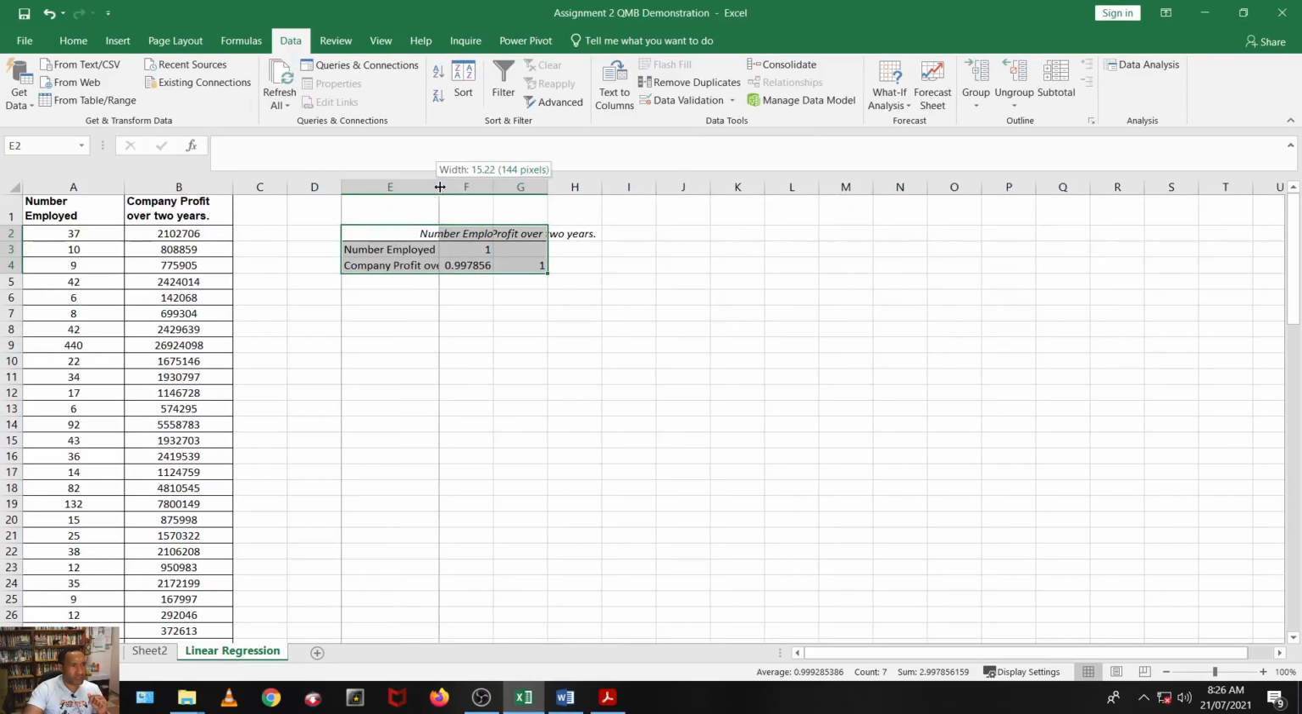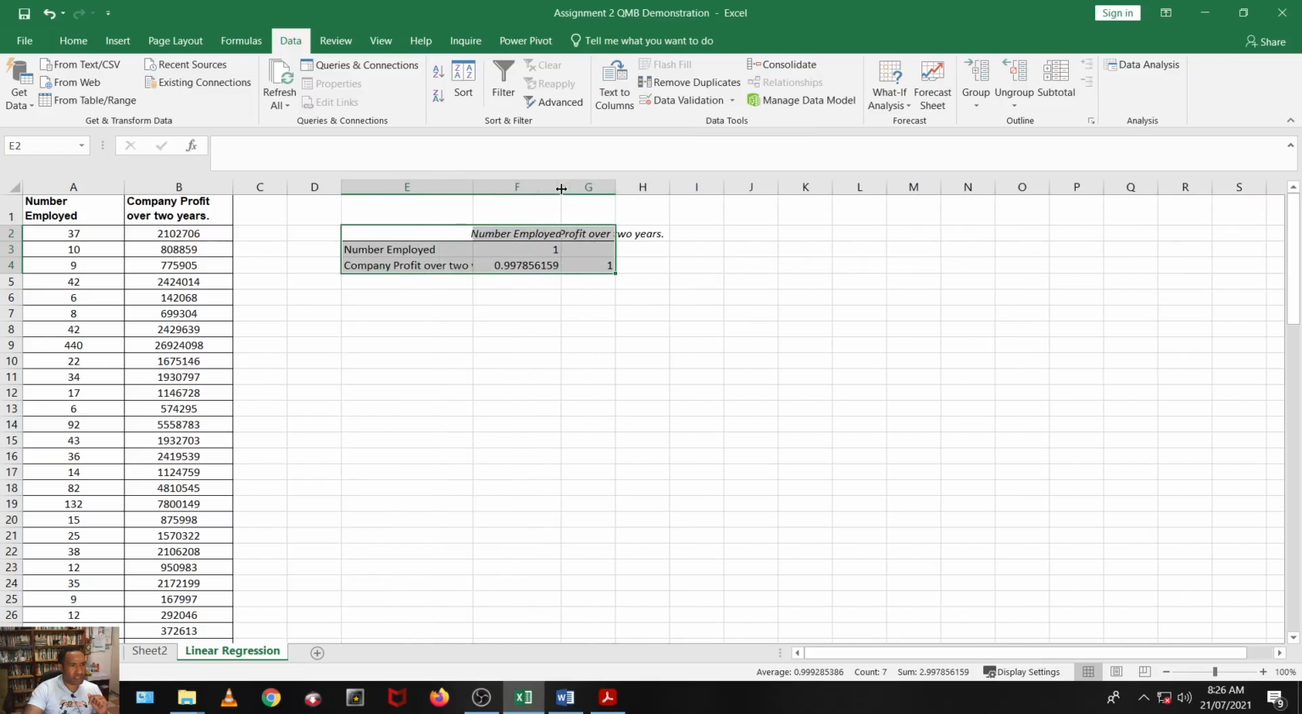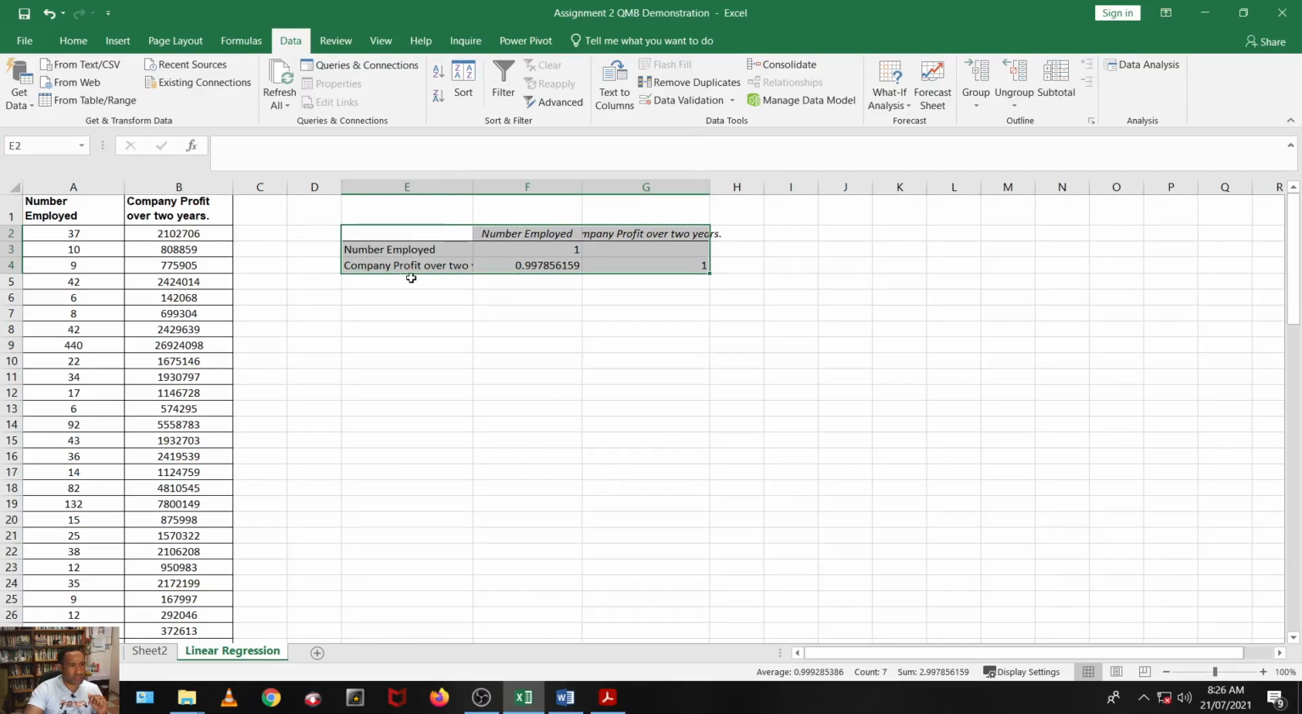So here we have the correlation analysis output. Okay. Now you can see the correlation between company profits and number employed is 0.99. Okay. So this means that there is a strong, there is an almost perfect, I should say, positive correlation between the company profits over the 2 years and the full-time employees employed in this company.